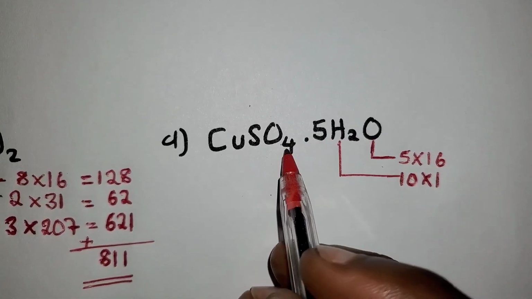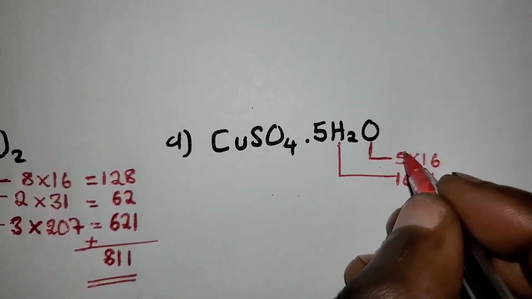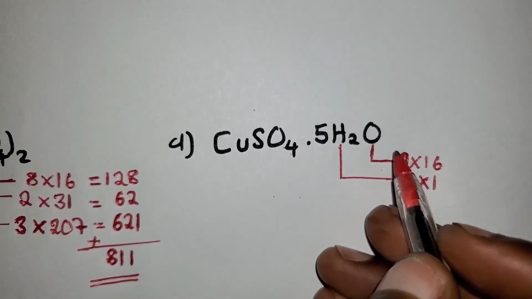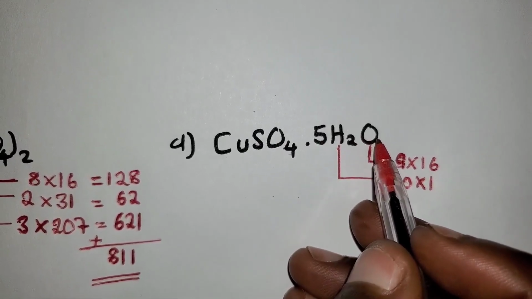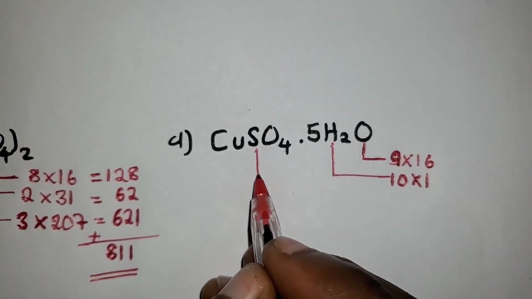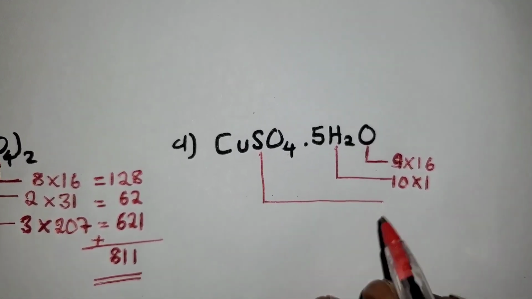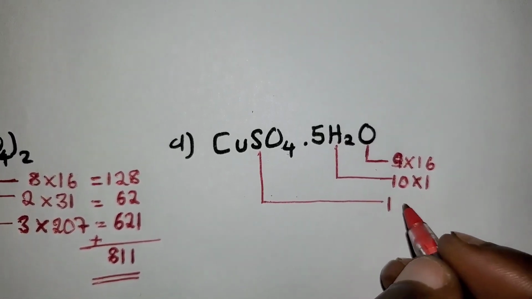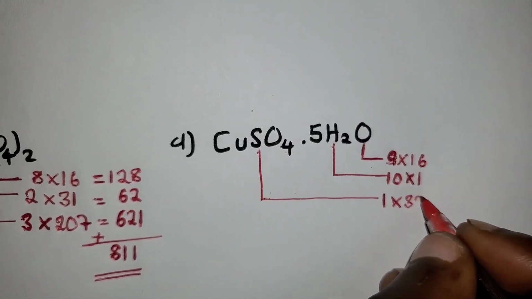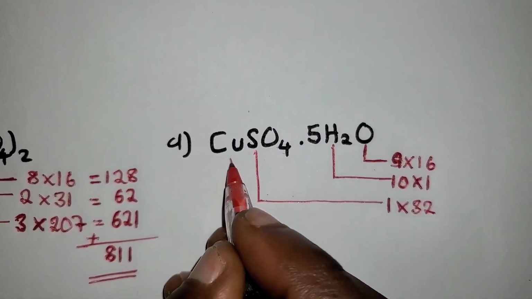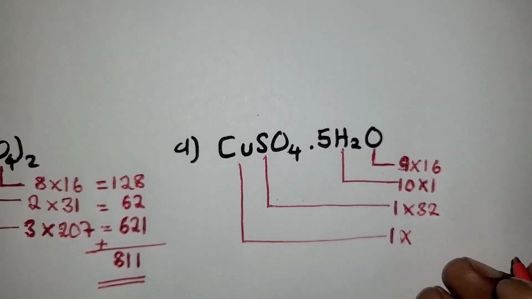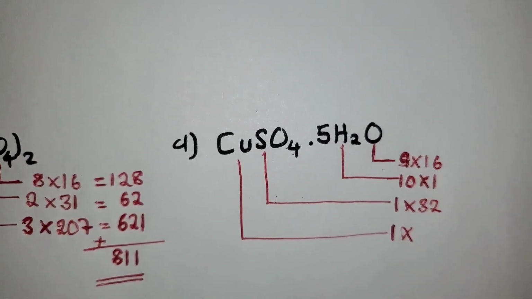This is 5 plus 4, 9. So let's just change it to 9. So in this compound we have 9 atoms of oxygen, 4 plus 5 here. 9 times 16. Then we come to sulfur. Sulfur only has 1. Sulfur is 32. Then copper, you have 1 atom of copper. The mass number of copper on the periodic table is 64.